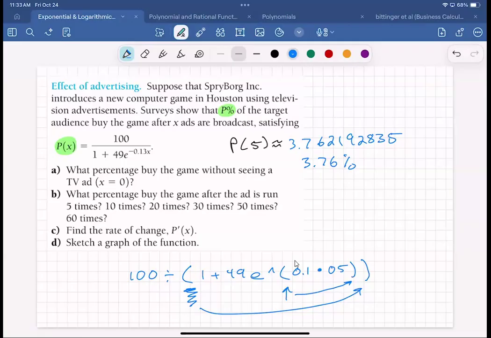Now, with that said, hopefully what you'll see here is just first being comfortable plugging into this model, because it's not necessarily a model you've seen before. We've worked with exponentials, right? But this model is different.